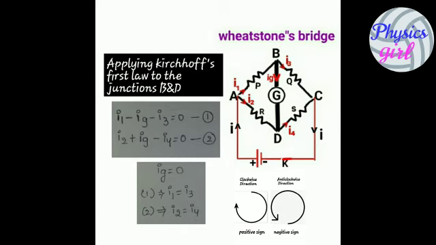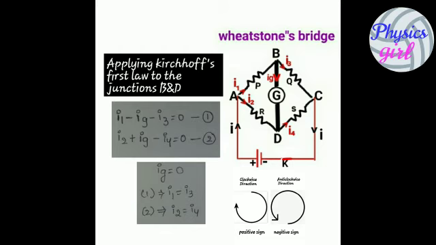Current I2 is in clockwise direction, so it is plus I2. And now at point D, the galvanometer current is in clockwise direction, that is plus Ig. Now the current I4 is in anti-clockwise direction, that is minus I4. I2 plus Ig minus I4 is equal to 0. This is the second equation.